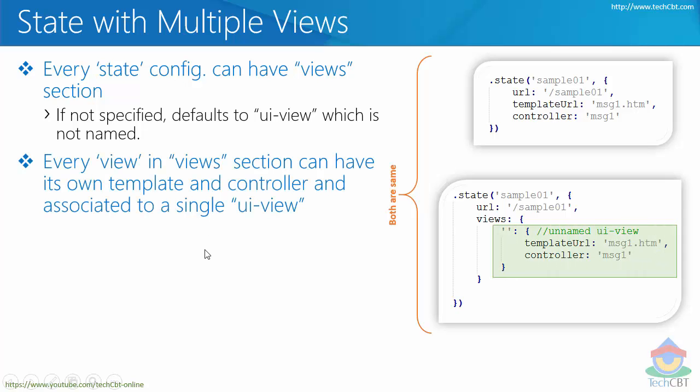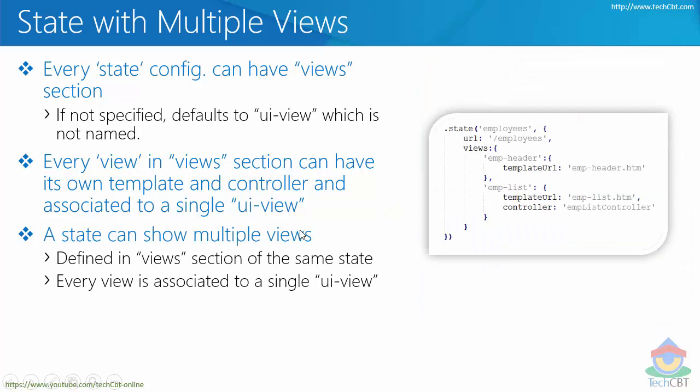Every view in the views section can have its own template and controller associated exclusively with that UI view. So this is pretty important. In this case I have only one view definition, but as I mentioned, the views section can have multiple views defined in it, and each of those views can have their own templates or template URLs and their own controllers. Every view can have its own controller and template, and of course those templates will always be displayed as part of the UI view names you specify right here. A state can show multiple views. This is what I was saying from the beginning.